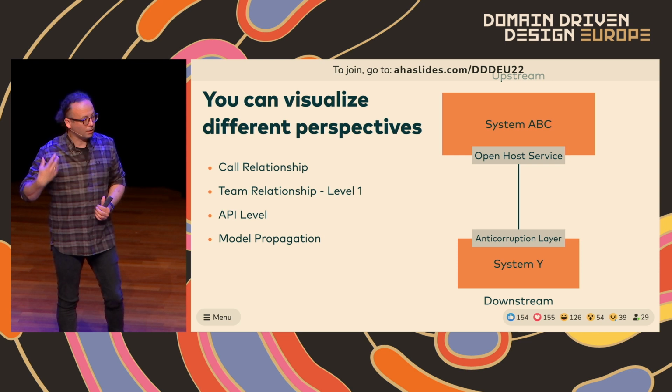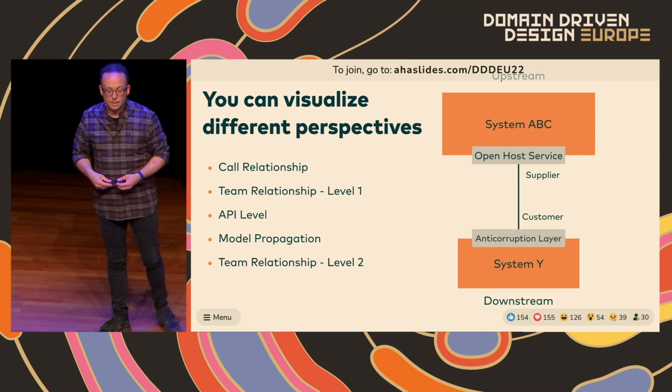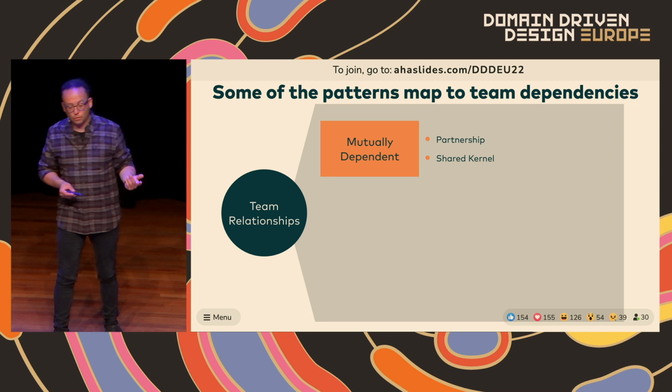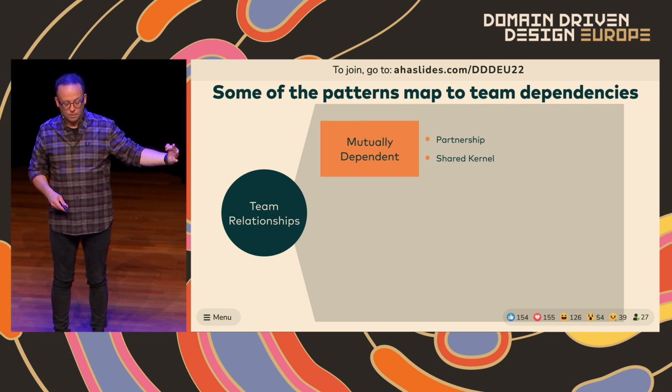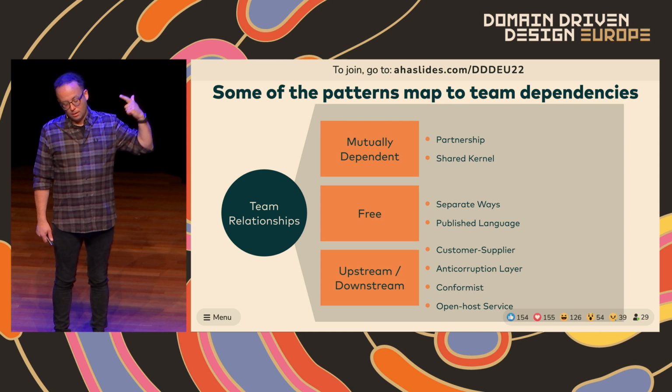And finally, a deep dive into team relationships. Where do we have partnerships? Where do we have customer suppliers? And so on. And these patterns, they map to certain different perspectives as well, and also to team dependencies. So for instance, partnership, shared kernel is something that you usually see in mutually dependent teams. Free teams very often work with published languages, separate ways. And upstream, downstream is something that you very often find with customer supplier, anti-corruption layer, conformist, open host service. So there is also a mapping on that.